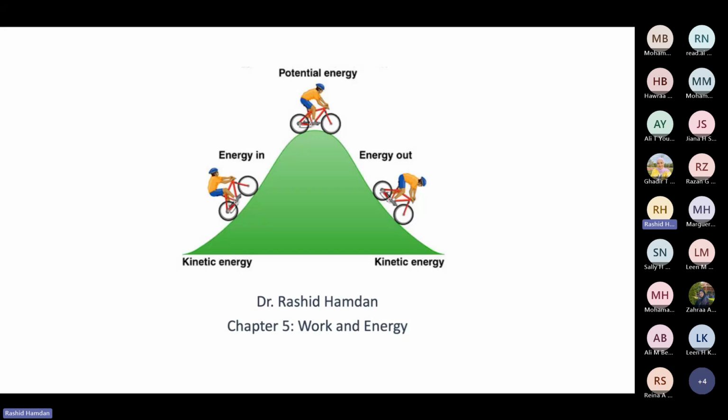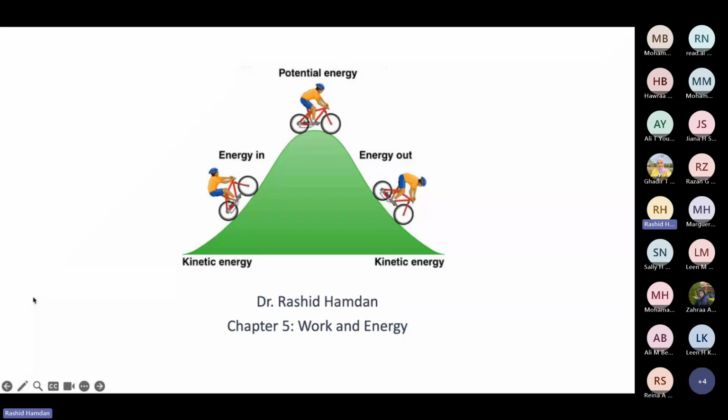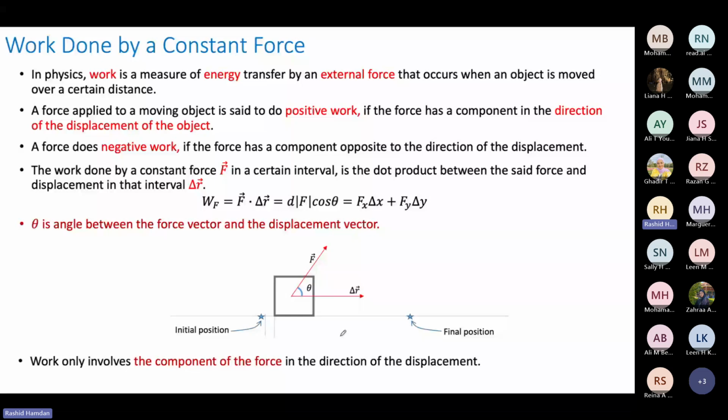So let's start with defining this new term that we're going to introduce, which is work. If you Google the definition of work in physics, of course, we have to distinguish between the work that we use in physics and in general life. Anything in physics has to have a precise definition. So work is a measure of energy transfer. It's not energy, it's energy transfer by an external force that occurs when the object is moved over a certain distance.